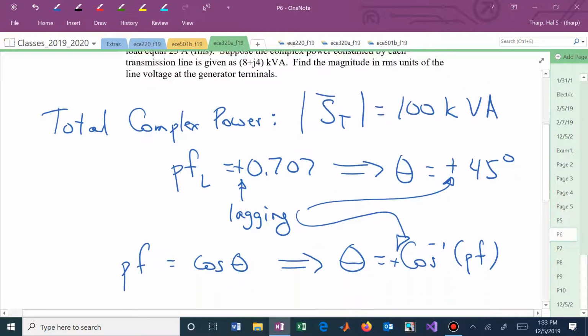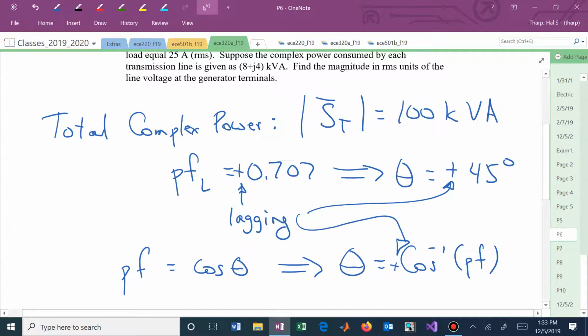What do we ask for? Let the magnitude of the line current feeding the load equal 25 amps. So we're given line current information. Suppose the complex power consumed by each transmission line. Oh, brother. Now we have to keep track of each and total. Is it clear? The each is just each individual line. We're now told what its transmission line, and this is now given to us in power terms, not in impedance. Find the magnitude in RMS units of the line voltage.